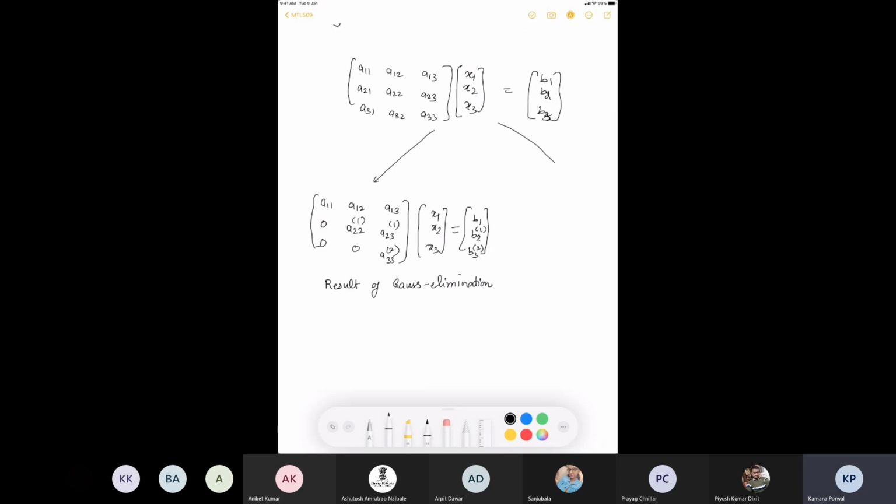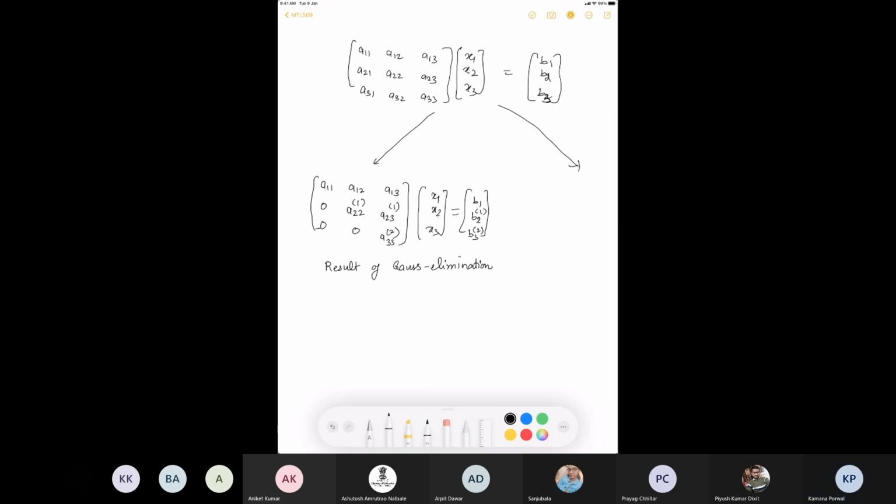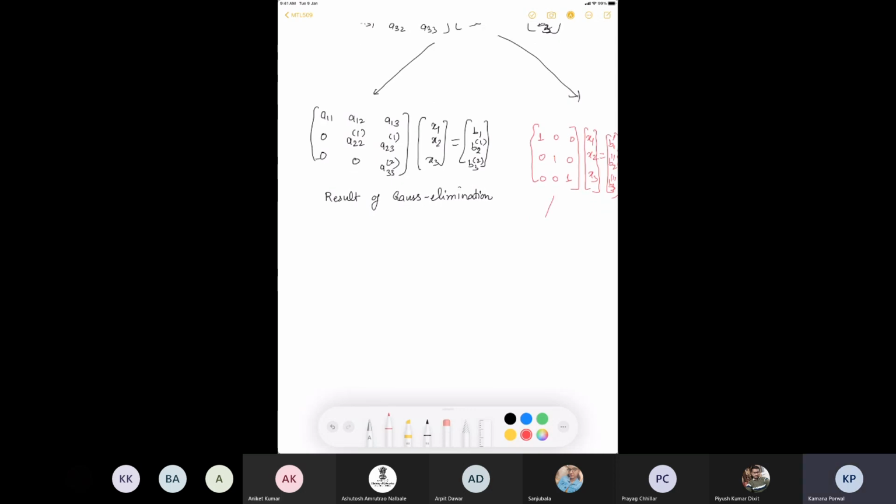Okay? And if you apply the Gauss-Jordan method, you can see the coefficient matrix is going to transform to an identity matrix. So these entries are going to change. Let me use a different notation, B2 double prime and B3 triple prime. So this is the result when you apply this procedure of Gauss-Jordan.